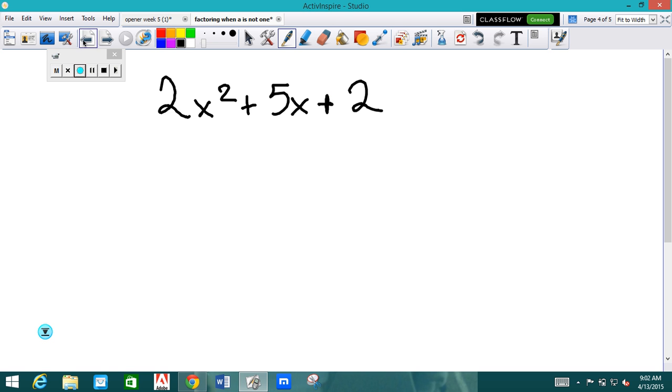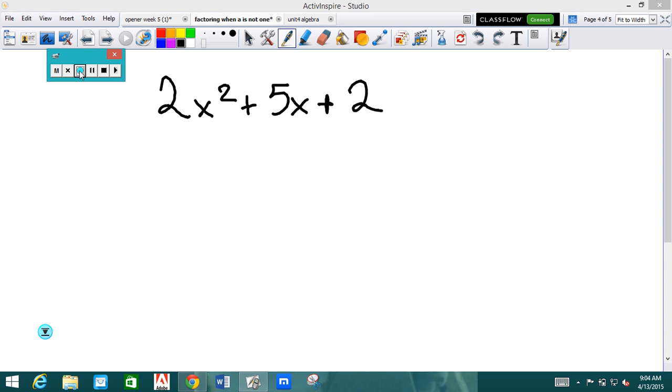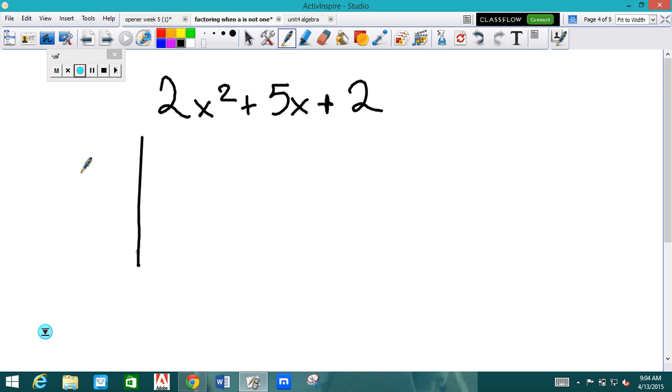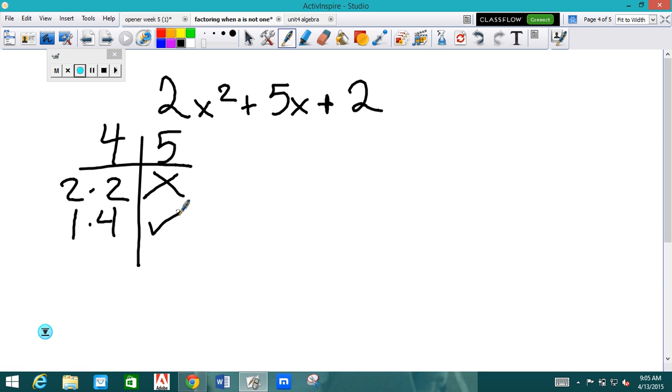Okay. So what I'm seeing from most of you is that you get the table part. So you said 2 times 2 is 4. I need factors of 4 that add to 5. Right? 2 times 2 doesn't work. 1 times 4 does work. So it looks like most of us got that far. So the next part would be to rewrite it. So 2x squared plus 1x plus 4x plus 2.